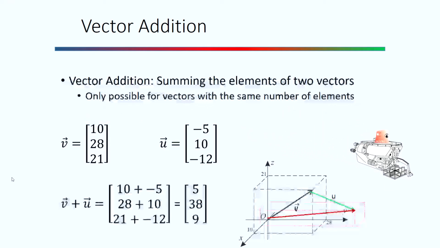Adding vector v and vector u together involved adding each of the individual elements. So v plus u is equal to 10 plus negative 5, 28 plus 10, and 21 plus negative 12, which is equal to 5, 38, 9. The diagram shows you schematically how we add the 2 vectors together. The black vector is our original vector v, the green vector is our new vector u, or the distance that we traveled during the second hour. The red arrow shows the sum of the 2 vectors, which is the total distance that you've traveled over the 2 hours.